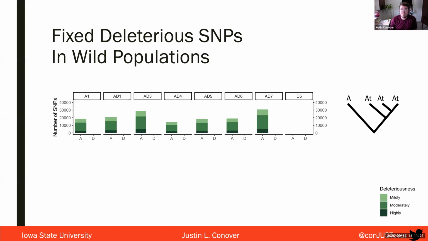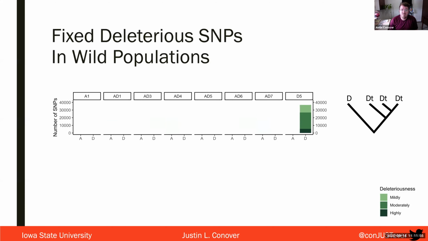When we look at the A subgenome of 6 wild polyploid populations, we see a really interesting pattern. We don't see that there's always more fixed deleterious mutations in the polyploid than the diploid. There's not always less in the polyploid than the diploid, and sometimes they're all pretty close, which I think is an exciting trend and kind of counterintuitive to what I would have expected to see.